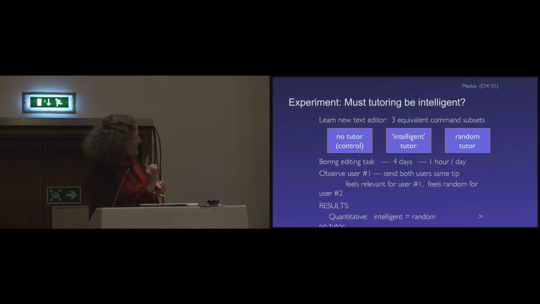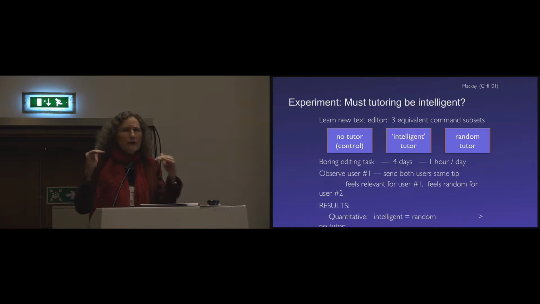Okay, I did. And what we do is we divide the command set into three different pieces. One group of commands, these are all equivalent. You have no tutoring, so that's your baseline. That's your control. And then you have an intelligent tutor and a random tutor.